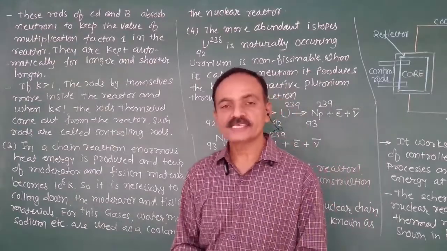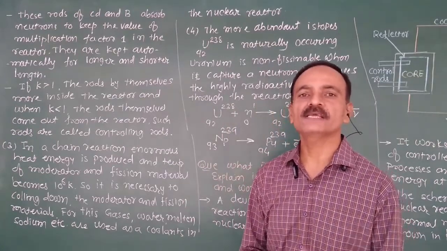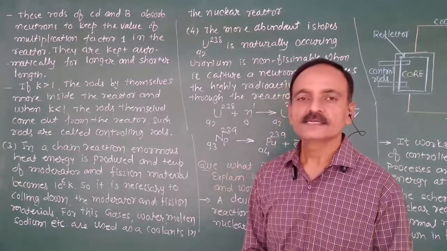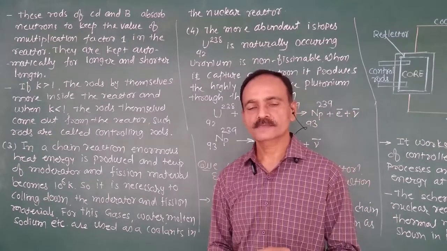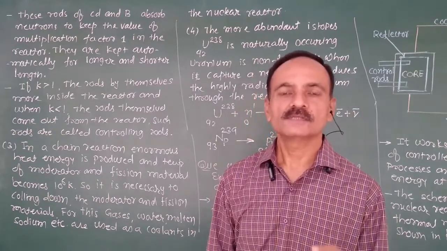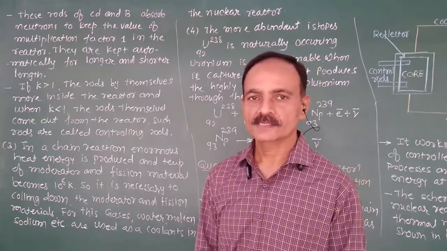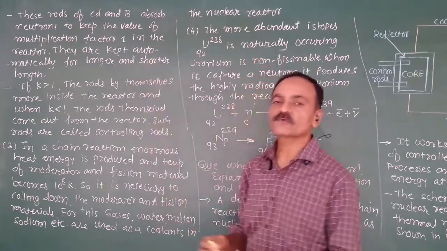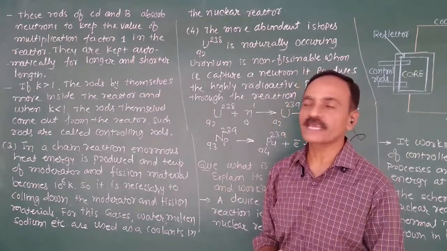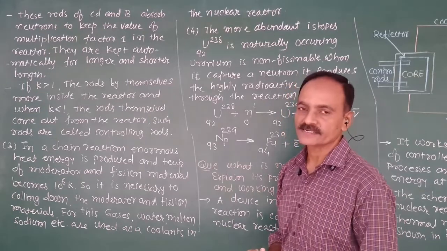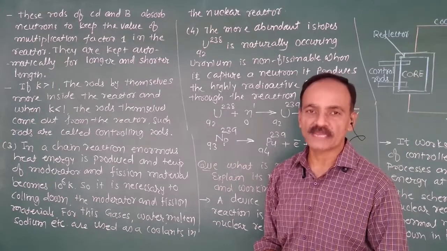For a successful nuclear chain reaction, the value of the multiplication factor K must be 1. For that purpose, controlling rods of cadmium and boron are used. The position of these rods is automatic. These rods of cadmium and boron absorb the neutrons to keep the value of K approximately 1 in the reactor.